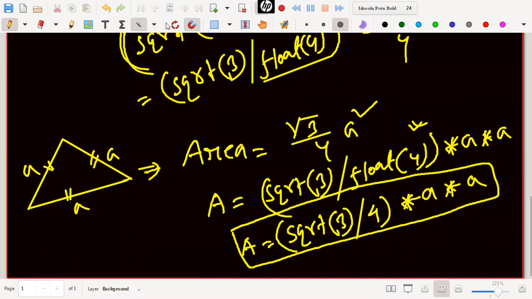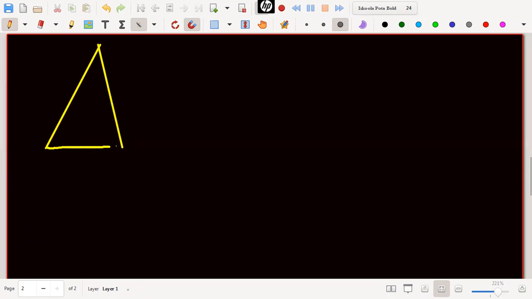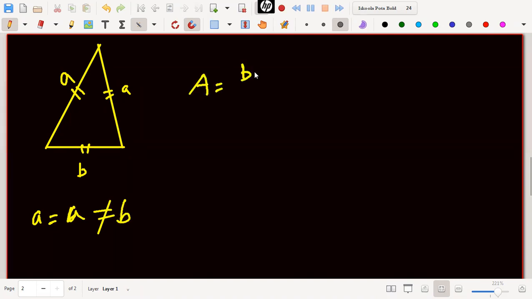Now for the isosceles triangle, the area will be as follows. This is the isosceles triangle, the equal arm is A, the unequal arm is B, so A equals A, not equal to B. The area will be B by 4 root over 4A square minus B square. This is the mathematical expression.